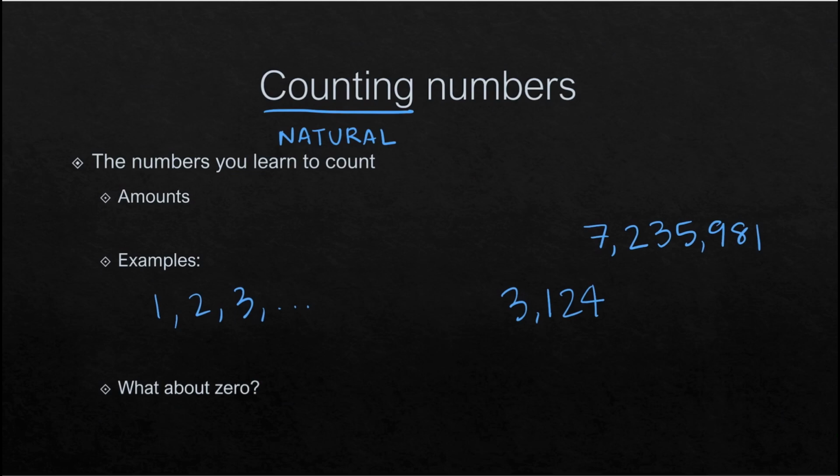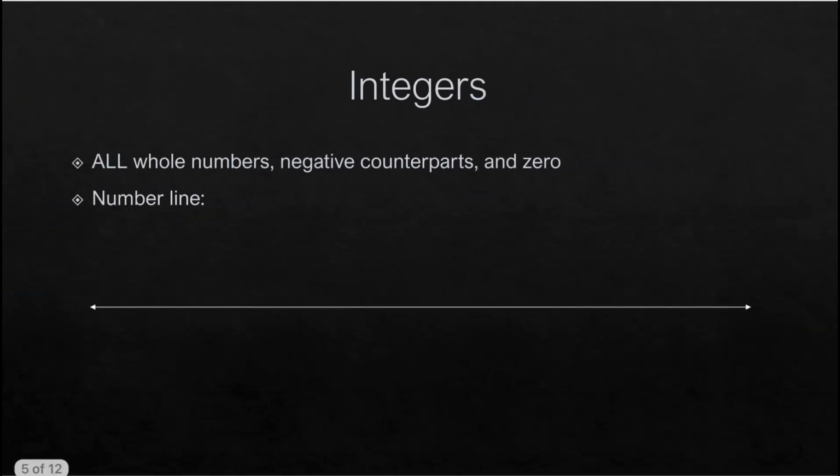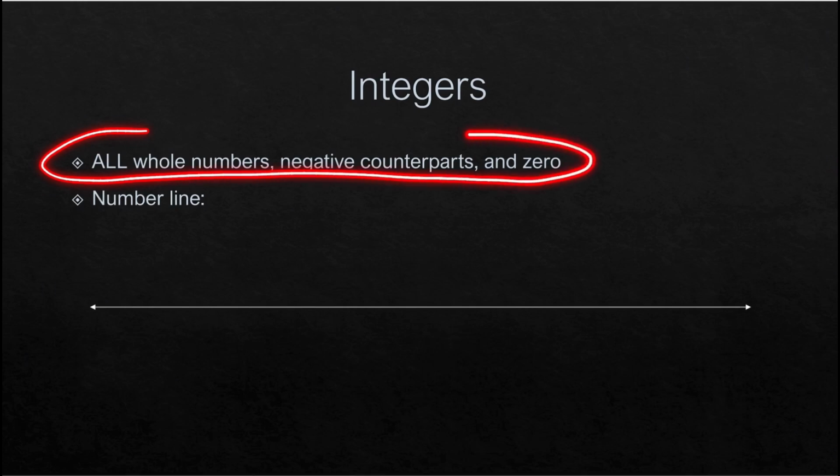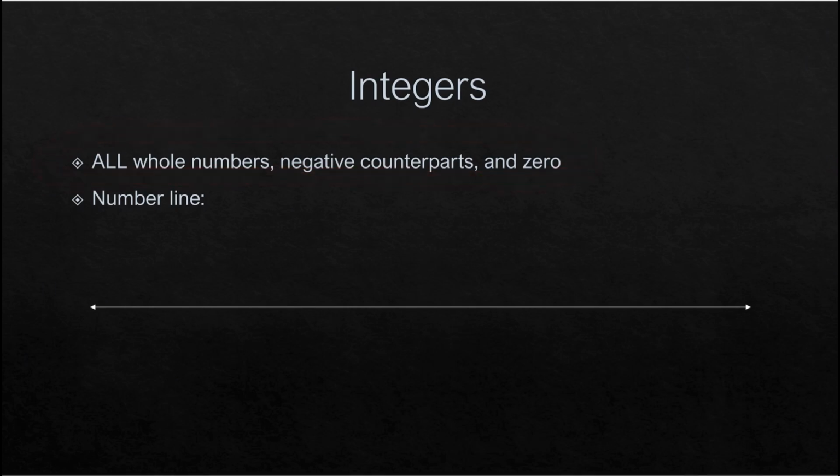0 is actually not a counting number. The reason for that is if I ask you to count to 10, you don't say 0, 1, 2, 3, 4, 5, 6, 7, 8, 9, 10. You start with the number 1. So natural numbers start with the number 1 and go upwards. Whole numbers add on to that, and then integers add on to that even more. So for example, this is the definition of an integer. It's all whole numbers, negative counterparts, and 0.